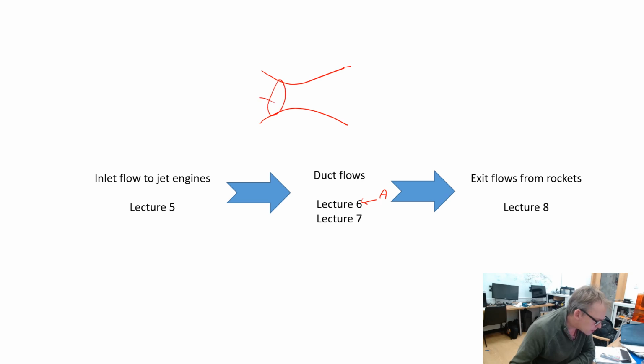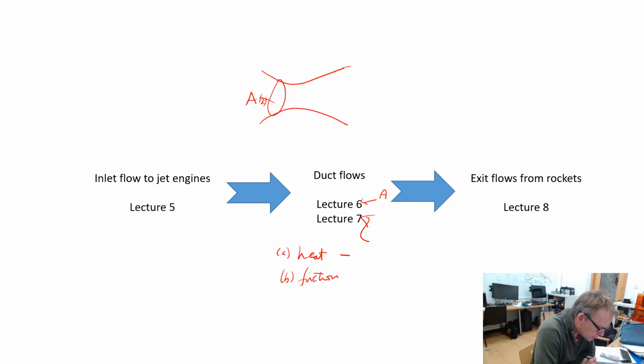That's lecture 6, which is changing in area, where there's an area which changes with distance. And lecture 7 is going to be two things: the addition of heat, or change in heat, and the effect of friction. As we mentioned in lecture 1, if we add heat, momentum is conserved, mass is conserved, but energy is not conserved because it changes due to the addition of heat. And so this is a Rayleigh flow.